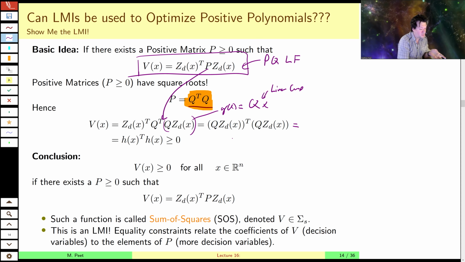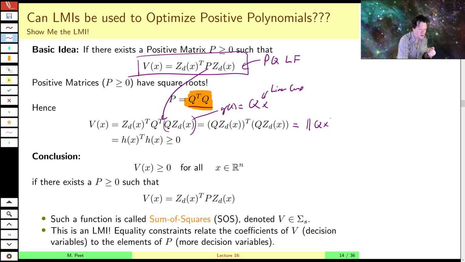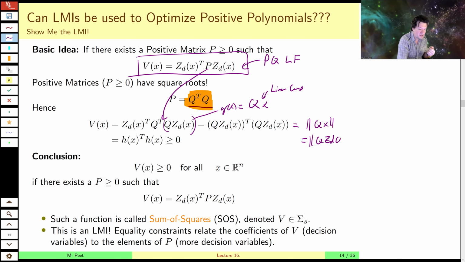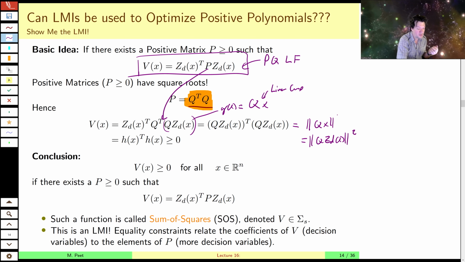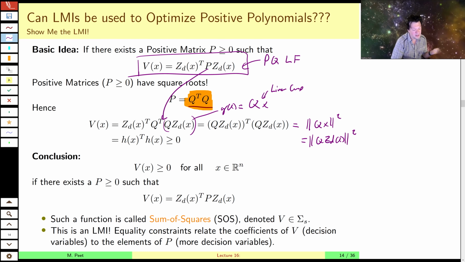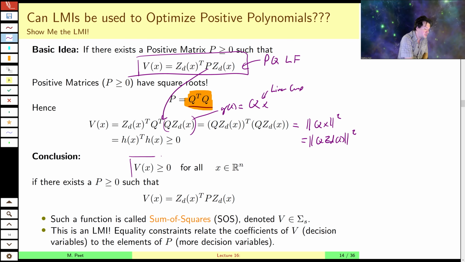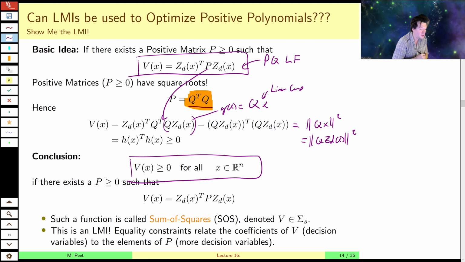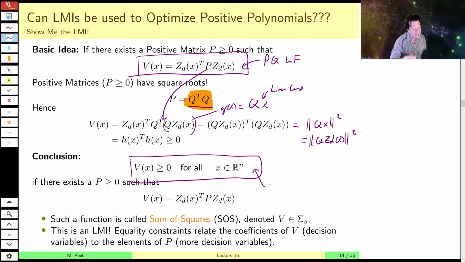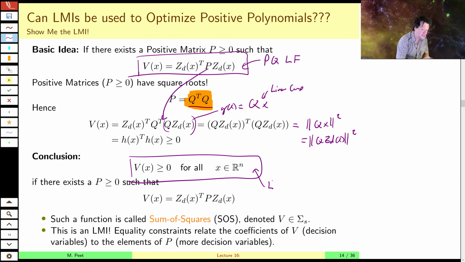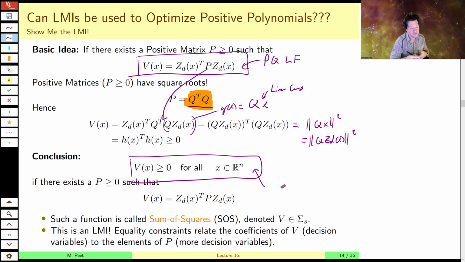And then by separating out those two parts, that's just the norm of q of x. Or actually, in our case, the norm of qzd of x, which is a squared norm, which is obviously positive because any square is positive. So if you can write this Lyapunov function in this way, you can conclude that v of x is greater than or equal to 0 for all x, and a valid Lyapunov function. Or I should say this is a valid candidate Lyapunov function, because candidate Lyapunov functions don't necessarily have the negativity.